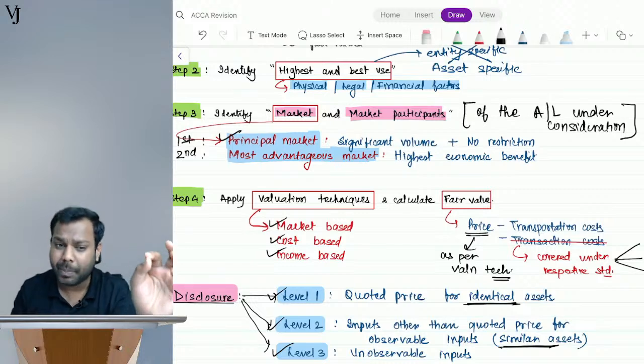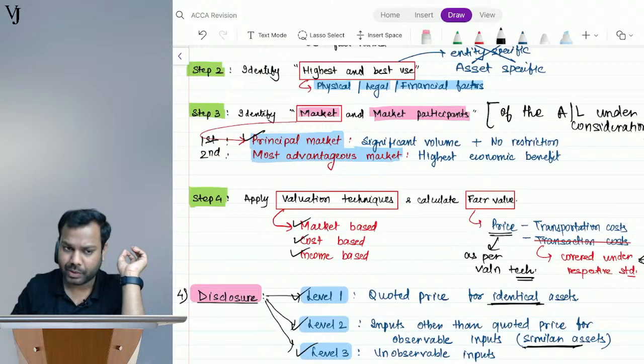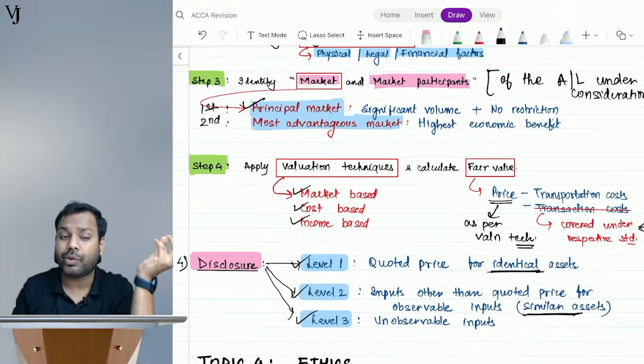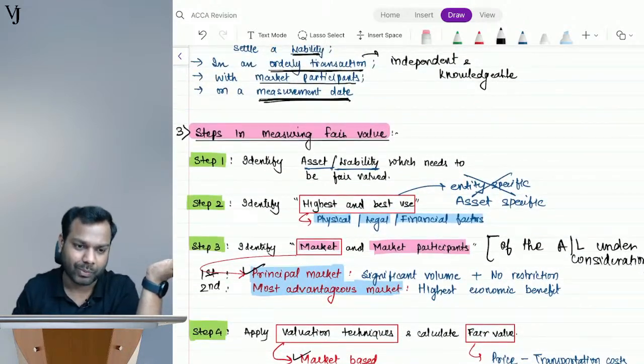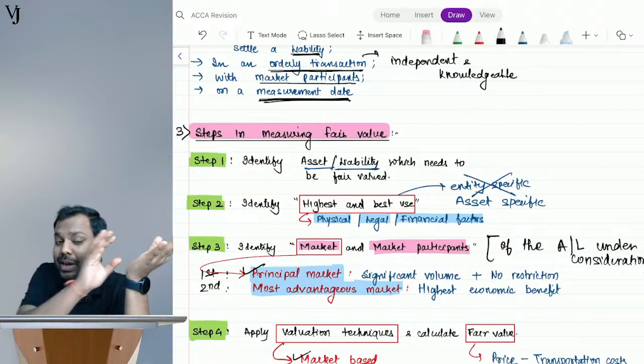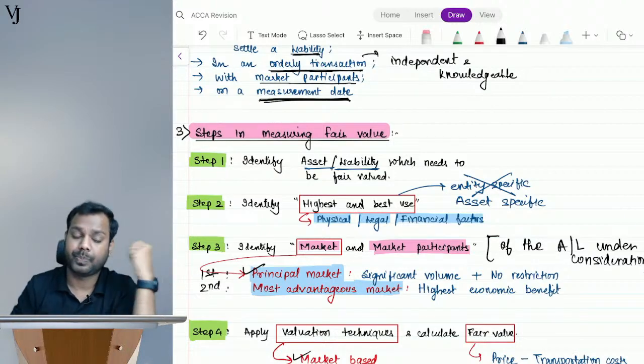Disclosure is not a part of step number 4. Disclosure is different. It's just a disclosure in the FS. It's not about any steps. These steps are also not given in the standard. I have made these steps so that you understand the flow.